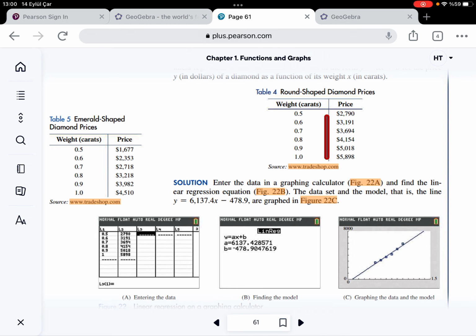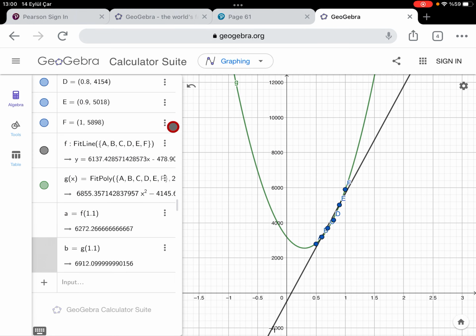So regression analysis is very important for this course and also for your area, and it can be calculated easily by using GeoGebra in this way.